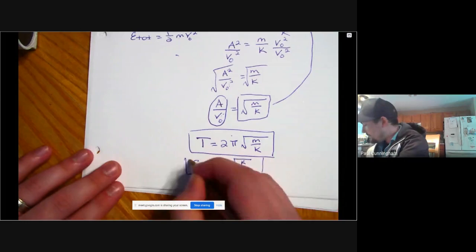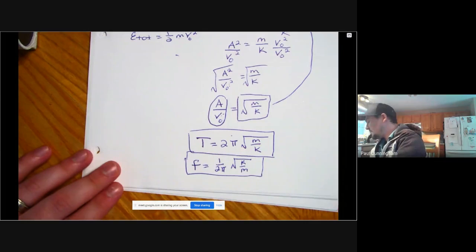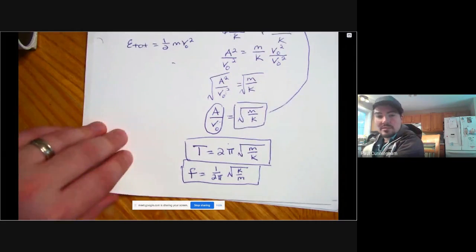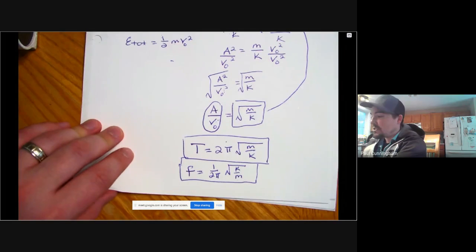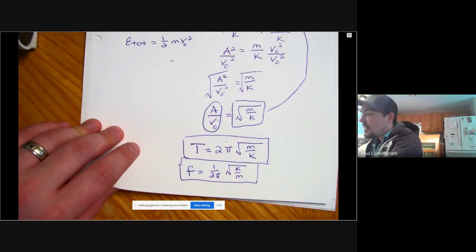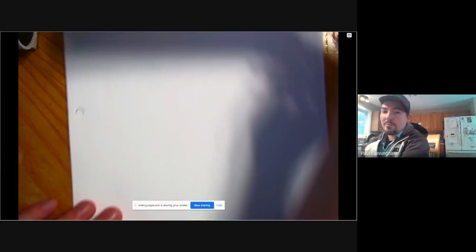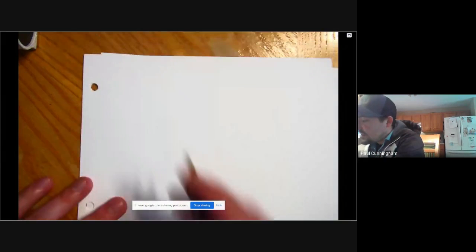Let's do a quick example. If you need to pause, because those are the important formulas, make sure you have those, write those down or something. All right, so we're going to do a quick example, just kind of using that idea.